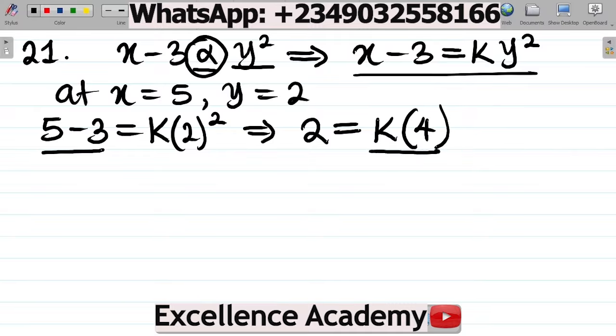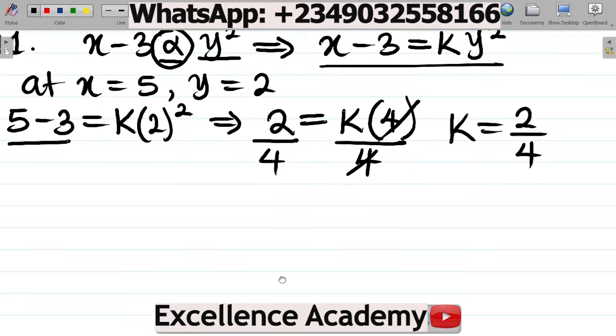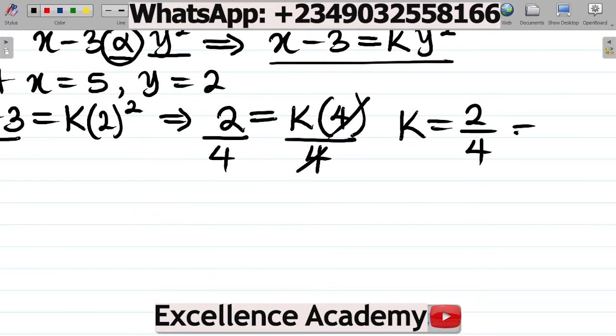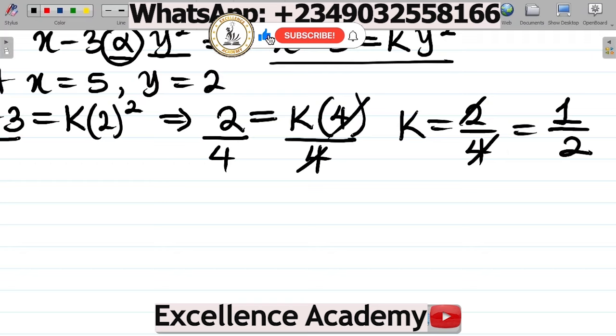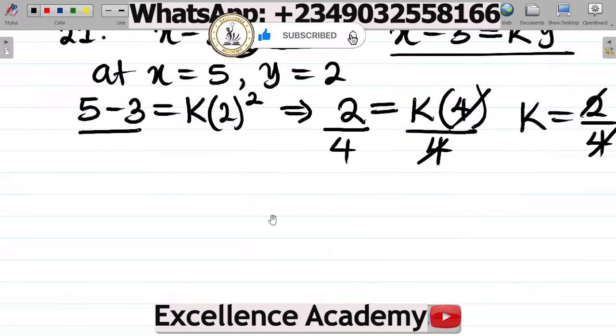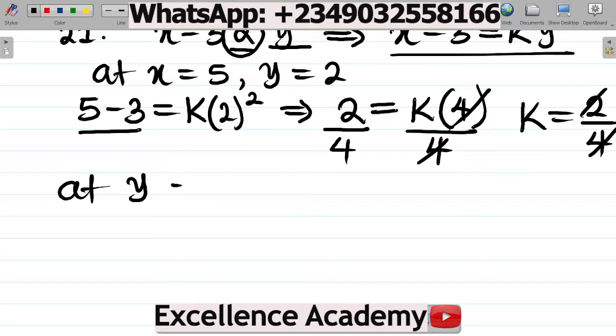To get the value of k, divide both sides by 4. This cancels this. So it means that k is equal to 2 over 4. If I reduce this to its lowest term, this gives you 1 over 2. So the value of k is 1 over 2. Now we have to find the value of x at y equal to 6. At y equal to 6, we are asked to find the value of x. So x is equal to unknown.